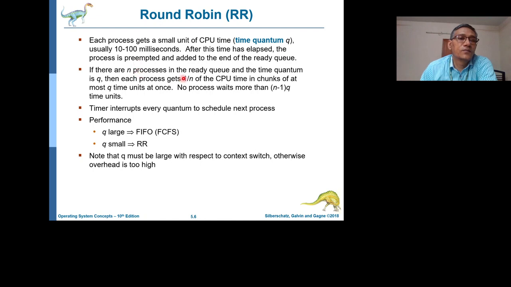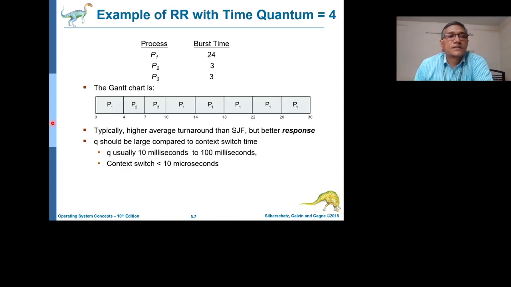Okay, so if there are n processes in the ready queue and the time quantum is q, then each process gets 1 by n of the CPU time in chunks of at most q time units at once. Right. So we will take up the example with the time quantum of 4. Here we will take the example as P1, P2, P3, and the corresponding burst times are 24, 3 and 3 milliseconds respectively.